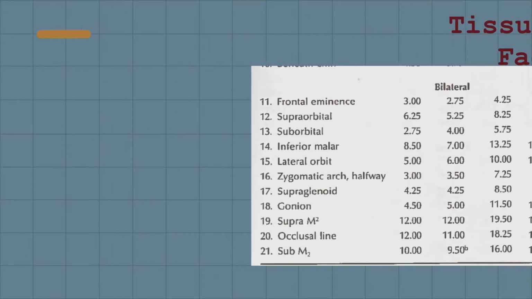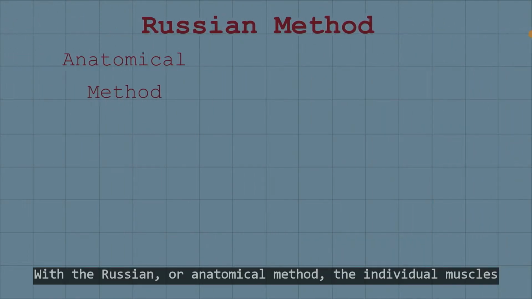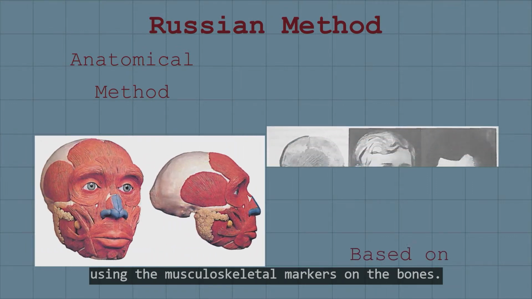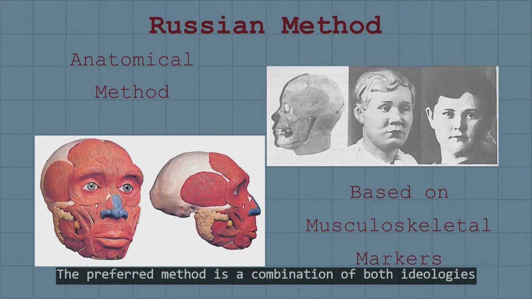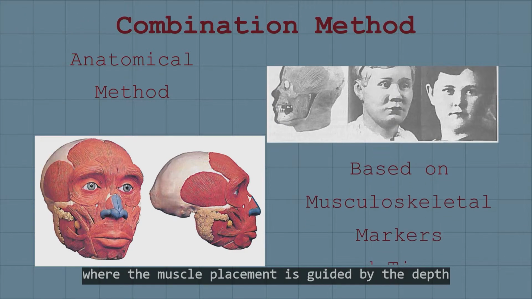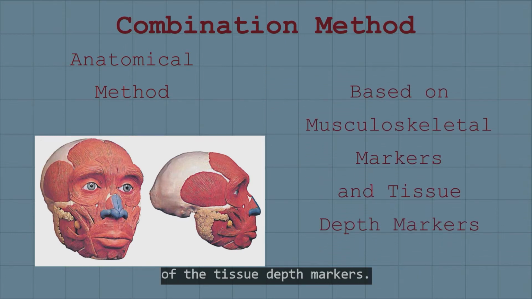judgment. With the Russian or anatomical method, the individual muscles of the face are approximated using the musculoskeletal markers on the bones. The preferred method is a combination of both ideologies where the muscle placement is guided by the depth of the tissue depth markers.